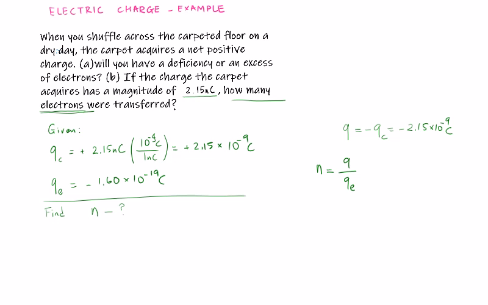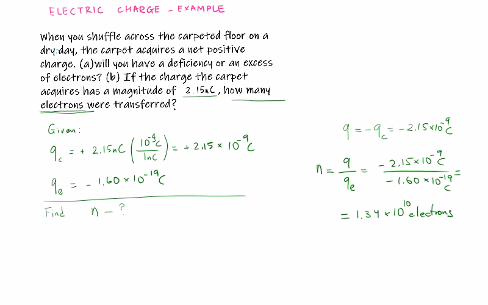divided by the charge of the electron, which equals negative 2.15 times 10 to the negative 9 coulombs divided by negative 1.60 times 10 to the negative 19 coulombs. That equals about 1.34 times 10 to the 10 electrons. As can be seen, net charges, even in everyday situations, can involve a huge number of electrons. Here more than 13 billion, because the charge of one electron is very small.